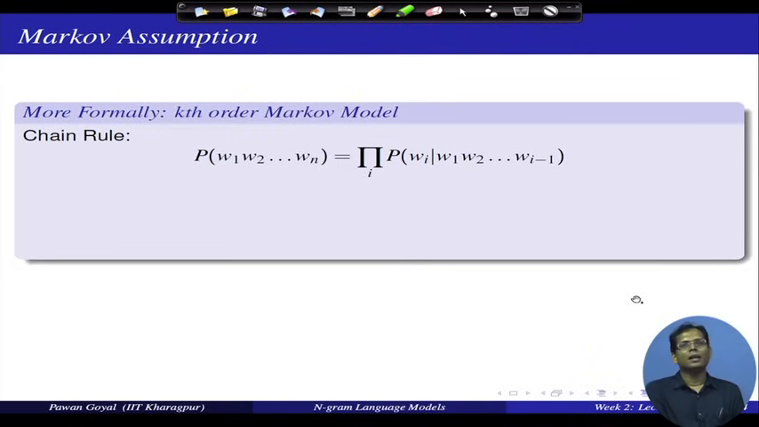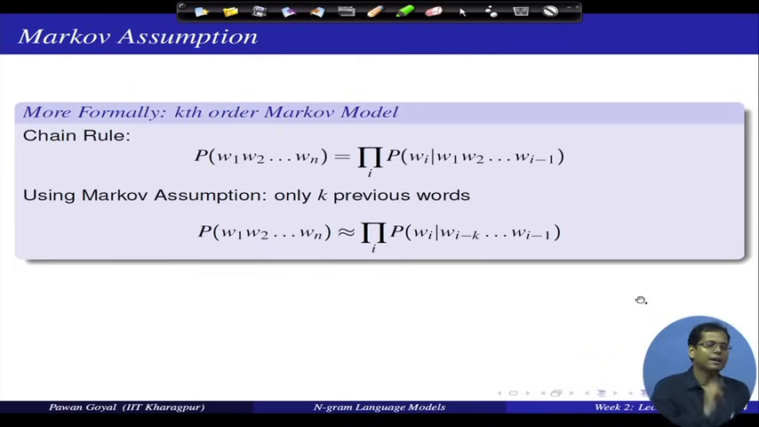Okay. More formally, we can use kth order Markov model. So I have to compute the probability of the sequence W1 to Wn. By using chain rule, I write it as this: Wi given the previous i minus 1 words, multiplied for all the words.